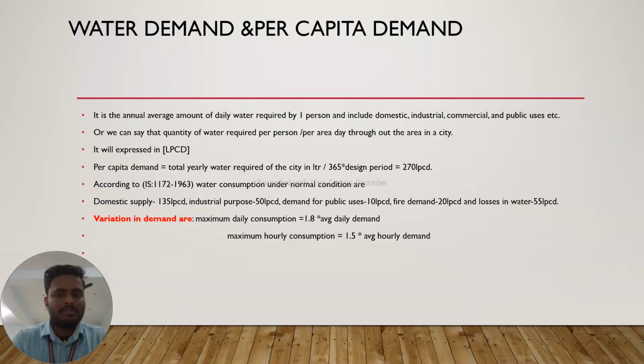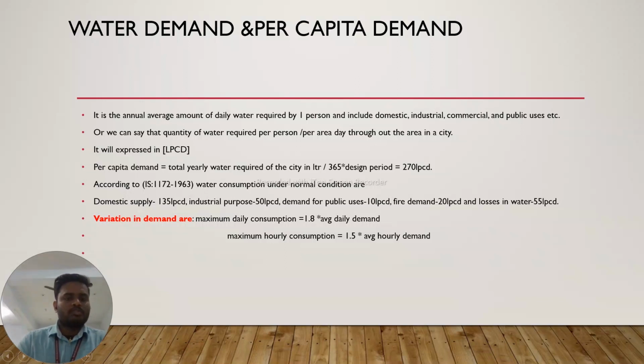So 270 LPCD is classified into different use categories. Domestic supply should be 135 LPCD. Industrial purpose should be 50 LPCD. Demand for public use should be 10 LPCD. Fire demand is 20 LPCD. And losses in water 55 LPCD. So when we add all of these, the total will be 270 LPCD, right?